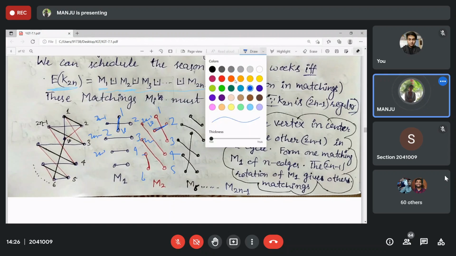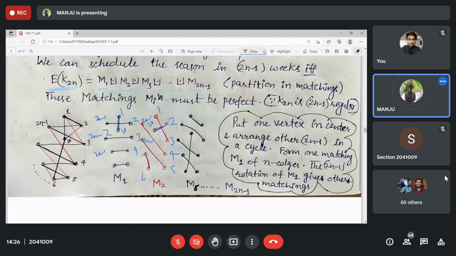Okay. So what do we have? Ma'am, how do you convert the K2n structure to that kind of structure? In K2n, I'm just taking one vertex. See, I am fixing one vertex, okay? Yes, ma'am, in the center.